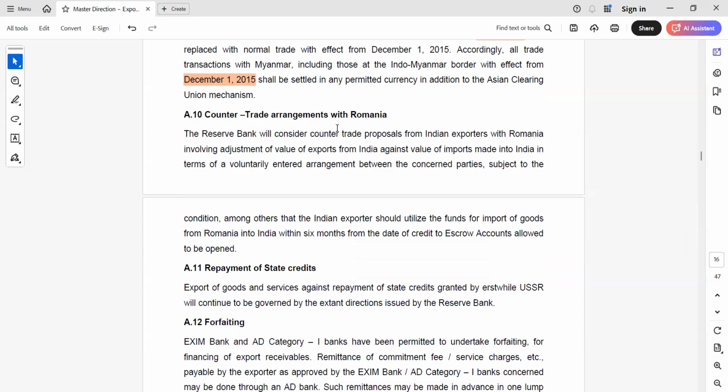Counter trade arrangement with Romania. The Reserve Bank will consider counter trade proposals from Indian exporters with Romania involving adjustment of the value of exports from India against the value of imports made to India, in terms of a voluntarily entered arrangement between the concerned parties. So, same like the barter system, they will do export and import as per the counter trade agreement with Romania. Subject to the condition, among others, that the Indian exporter should utilize the fund for import of goods from Romania into India within 6 months. So they have to utilize this opportunity within 6 months.